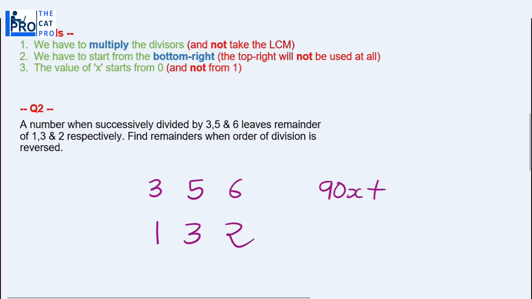For the second part, what we are going to do is we are going to start from the bottom right. Okay, second pitfall, and top right will not be used. 2 into 5 is 10, 10 plus 3 is 13, 13 into 3 is 39, 39 plus 1 is 40.